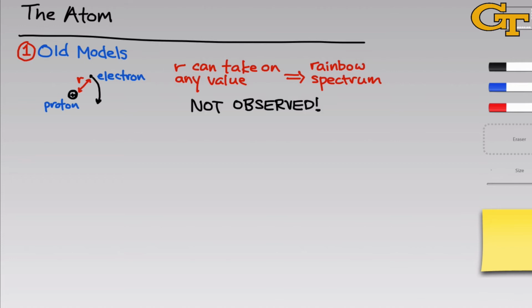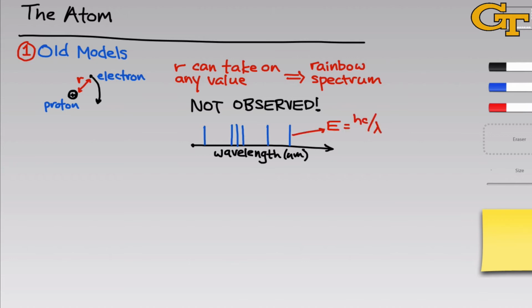However, this is not what's observed in practice. Instead of observing a rainbow, we only observe the emission of very specific wavelengths of light from the atom. So we see very thin lines instead of a continuous rainbow of colors. According to quantum mechanics, the wavelength is inversely proportional to the energy. Namely, the energy is equal to h, a constant called Planck's constant, times the speed of light divided by the wavelength. This can also be written as h times nu, where nu is the frequency of the light.